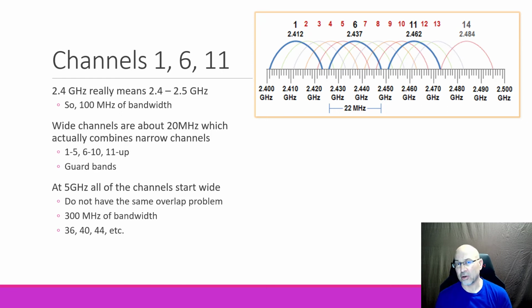Now at 5 gigahertz, all the channels start off at 20 megahertz. So they're all wide, and there are more of them. There are 12 of them in the 5 gigahertz range. So we don't have the same overlap problem. The spectrum is wider at 5 gigahertz, so there's more frequencies available to us. And by the way, if you're setting this up, you might see channels like 36, 40, 44. Those are the 5 gigahertz channels.